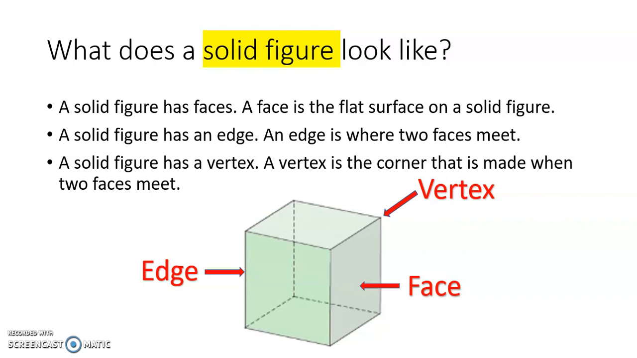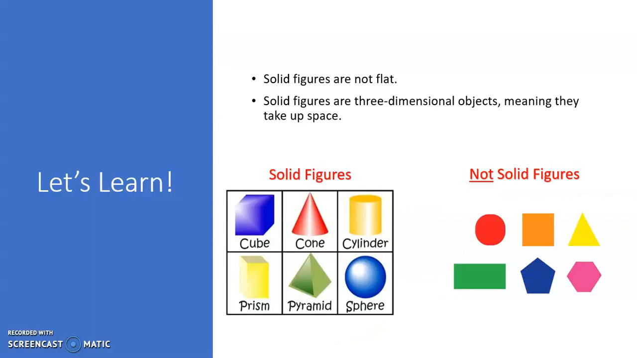And the vertex is the corner. That is made when 2 faces meet. So think of vertex, corner. It's going to be the point. So let's learn. Solid figures are not flat. That means they're not flat like a piece of paper. They do have a shape, and that also means that they're going to take up space.